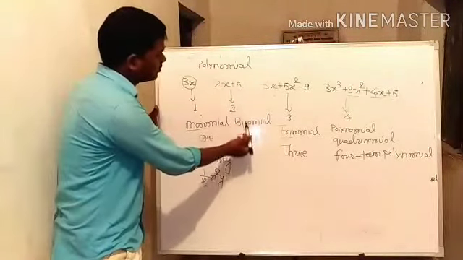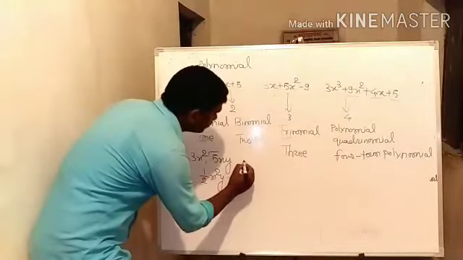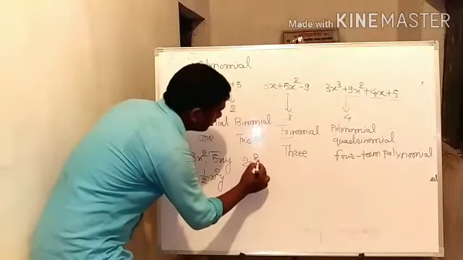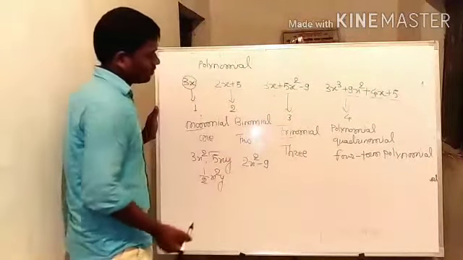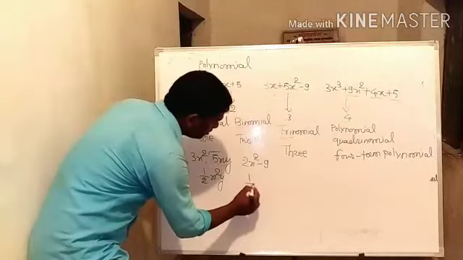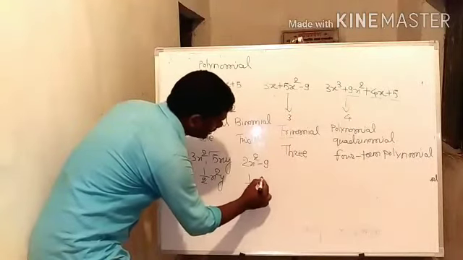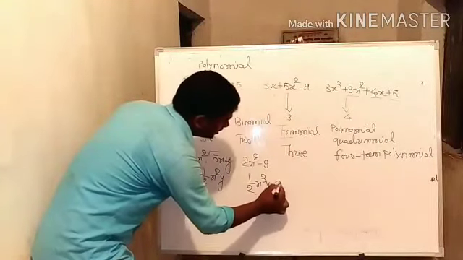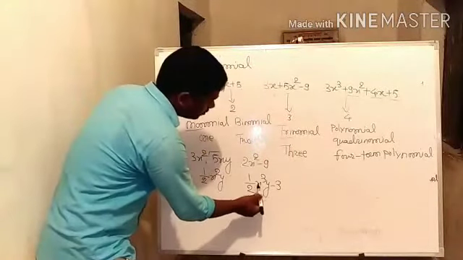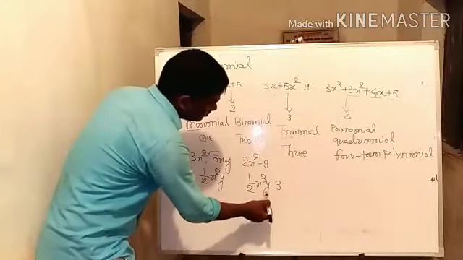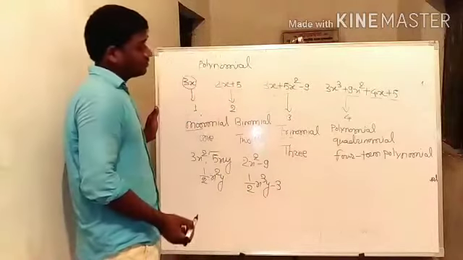I tell the examples of binomial. 2x square minus 9 is an example of binomial. Another example: 1 upon 2 x cube y minus 3 is another example of binomial having 2 terms. 1 upon 2 x cube y is the first term, and this minus 3 is the second term.